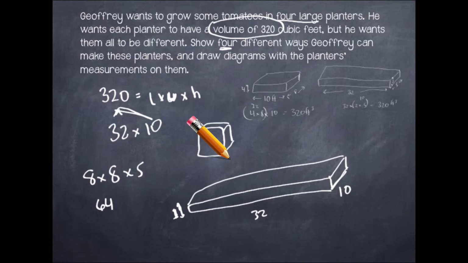So it's important to be able to think of this and to understand that volume can be the same volume, even if the shapes look different from each other. They could still take up that same amount of space in 3D.